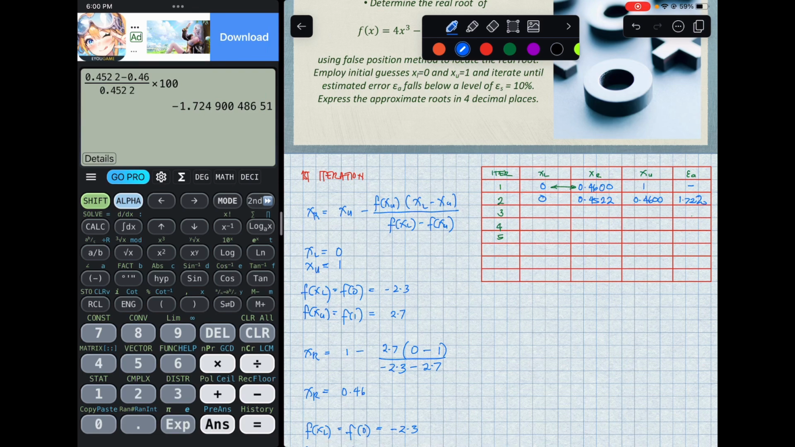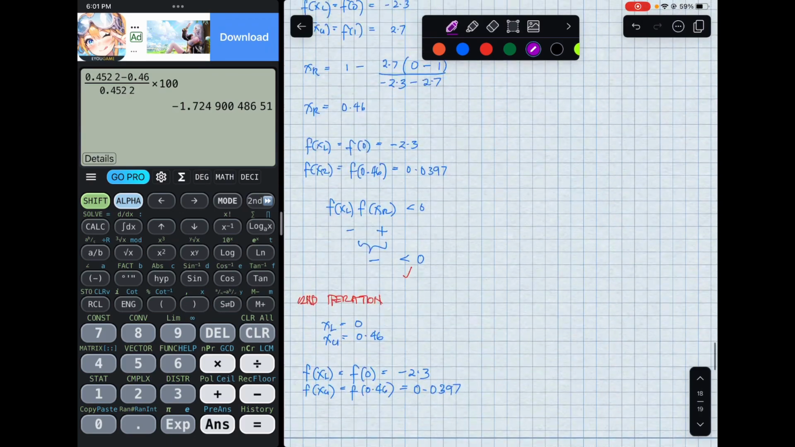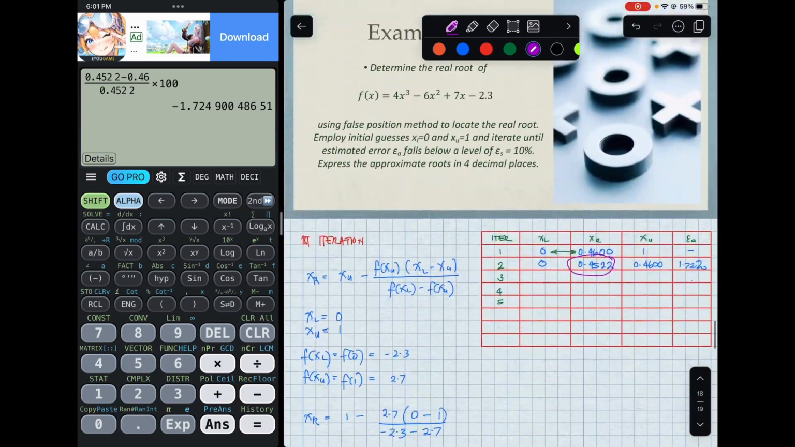So look at this. This one is faster as compared to the bisection method. It's because of the principle of the slope here. And that will also be the case for the Regula Falsi method.